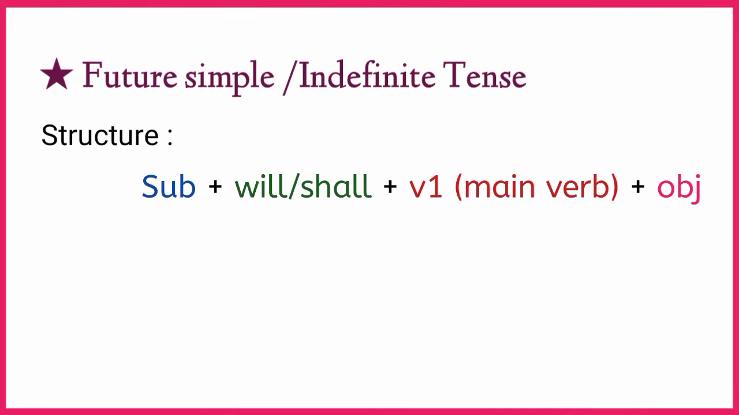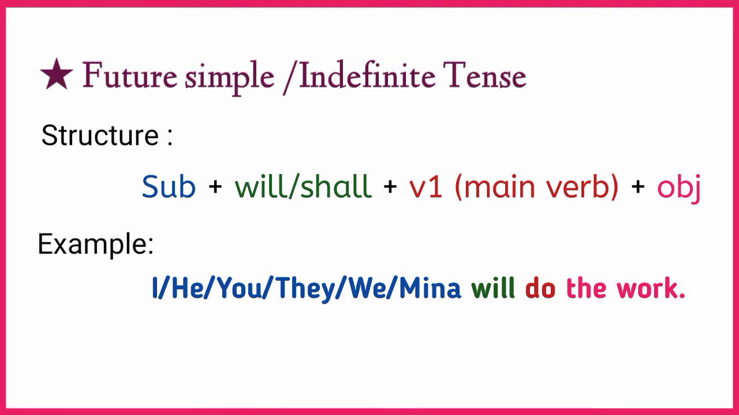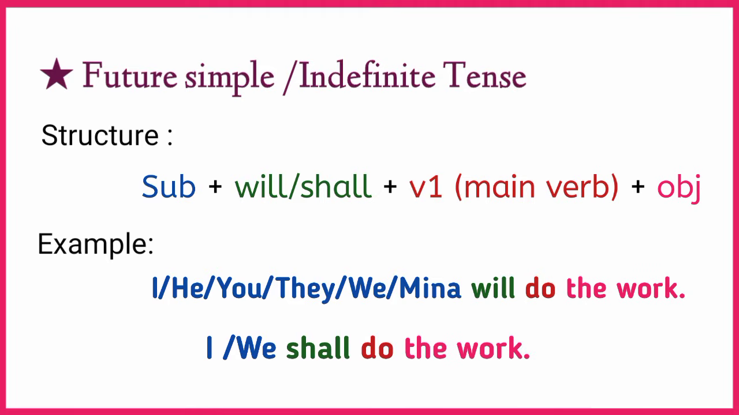Now, future simple tense. Structure subject plus will or shall plus verb 1 meaning main verb plus object. Look at the example. Here you can use all person, singular person, plural and third person with will. I will do the work. He will do the work. They will do the work.